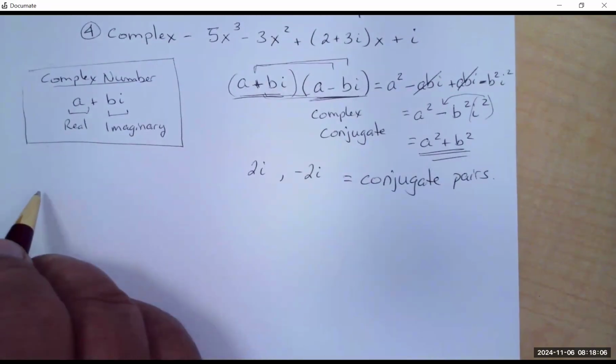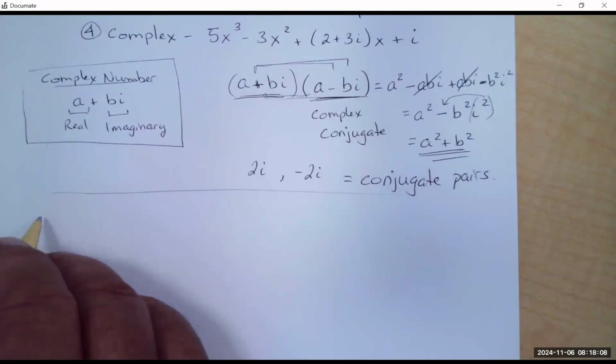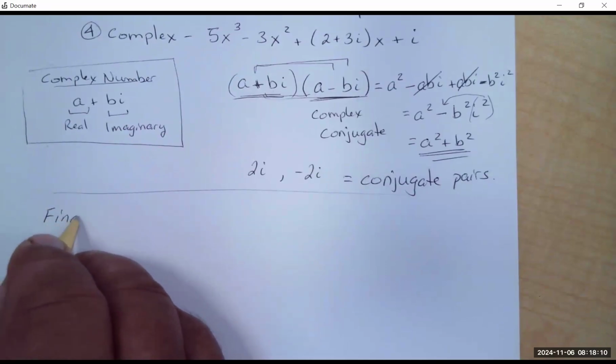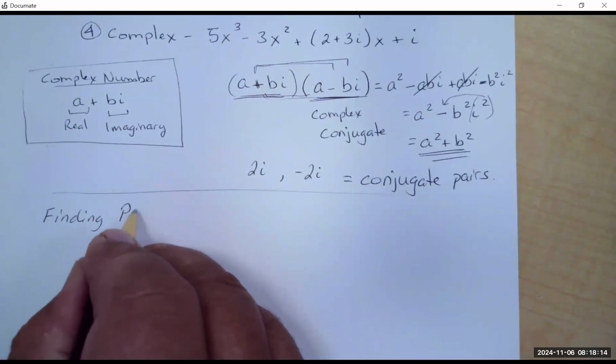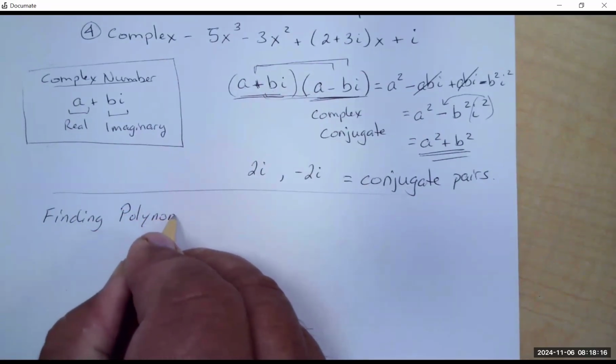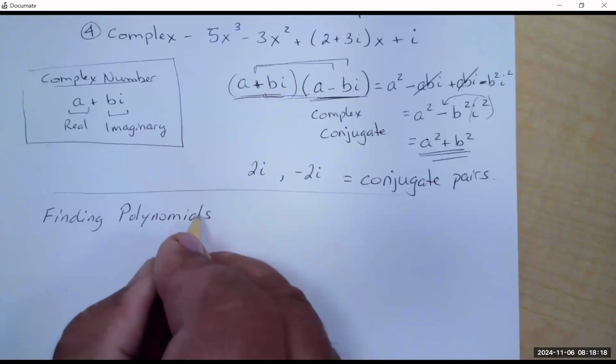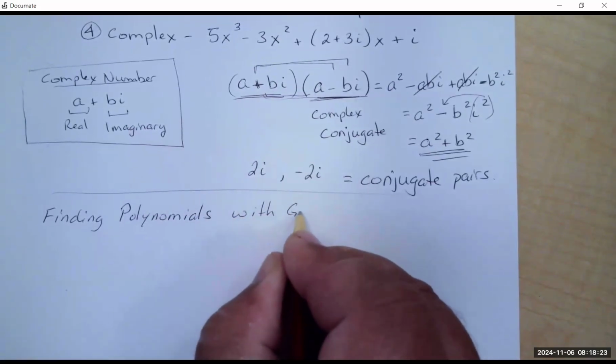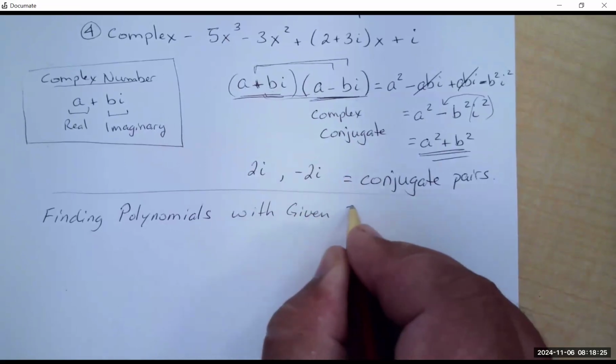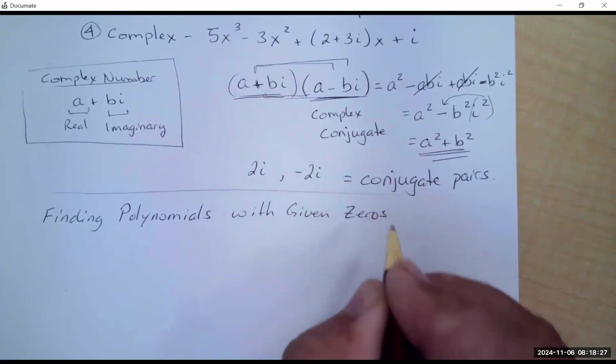All right, so what we're looking at here is we're going to find polynomials with given zeros first.